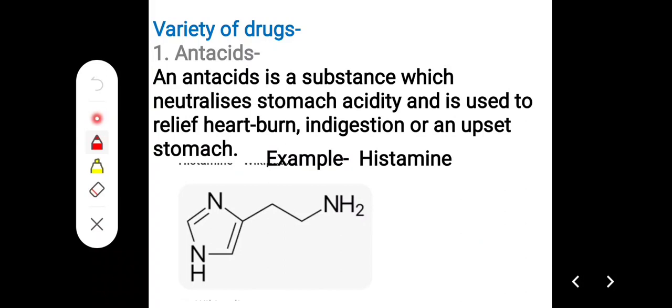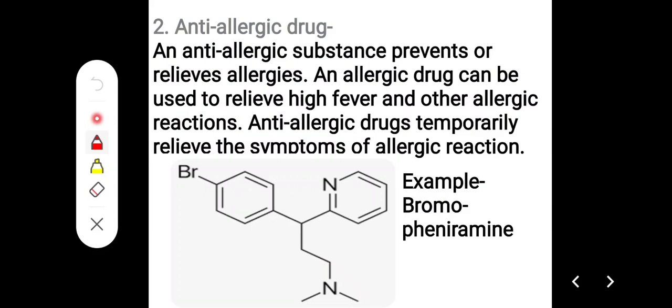So we have to know this type of drugs or medicines that are used to neutralize stomach acidity and relieve heartburn, indigestion, and upset stomach. They are termed as antacids. Example is histamine. This is the histamine structure. Now we have to know anti-allergic.